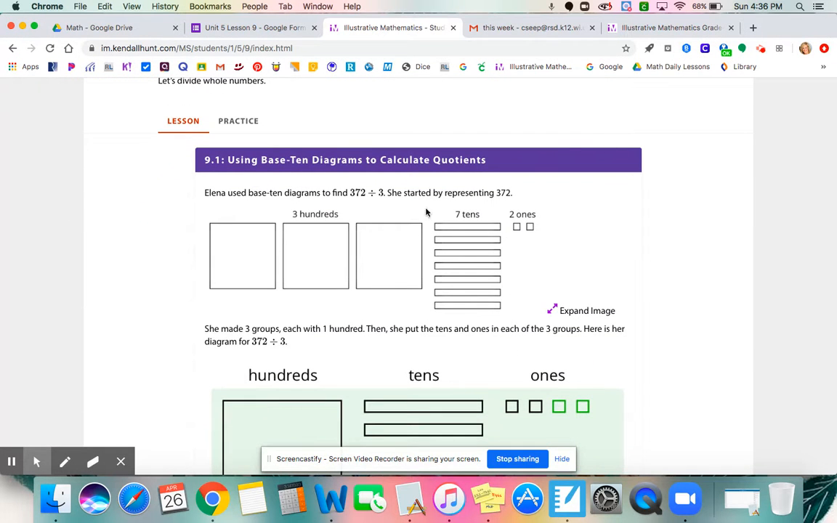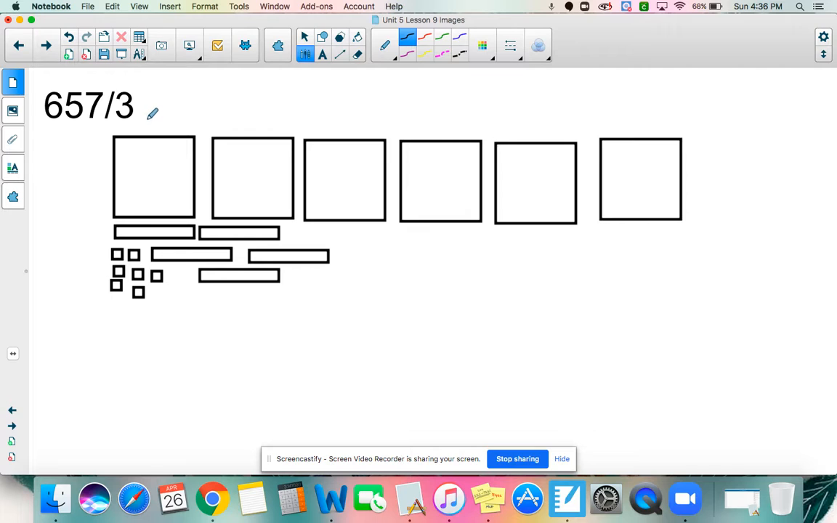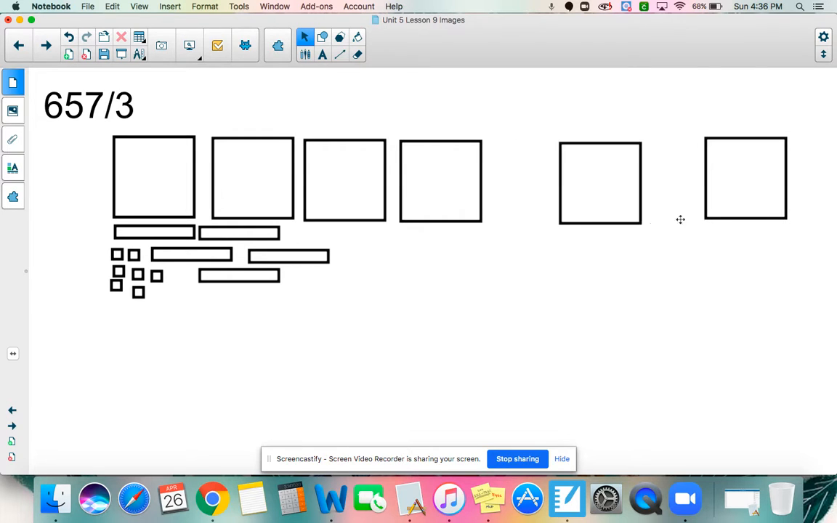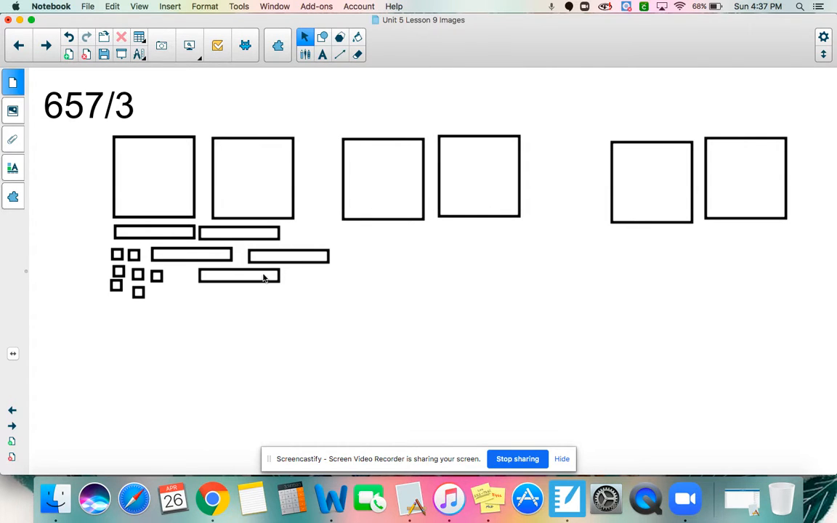So that's showing that first visual. I would like to do another one, and this one is 657 divided by 3. So I want to do my 3 groups again. I would separate my hundreds out, and notice I have 6 hundreds, 6 of the big squares, 5 of the tenths, and 7 of the little ones. If I want to start separating my tenths into groups, I'm going to put a tenth with that group, a tenth with that group, and a tenth with that group.